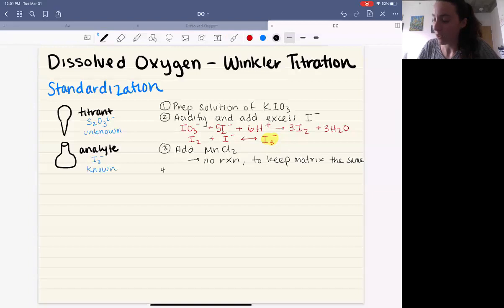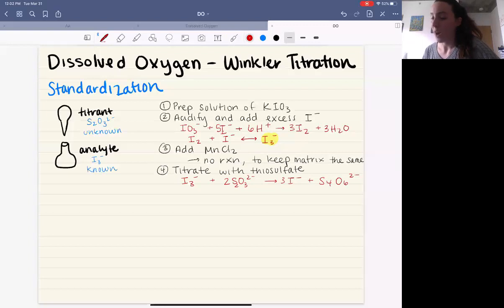Okay, finally, we're going to go ahead and titrate. Okay, the titration reaction, we're taking that analyte, our I3-, or triiodide, reacting it with our titrant, and we'll be forming iodide and a side product.